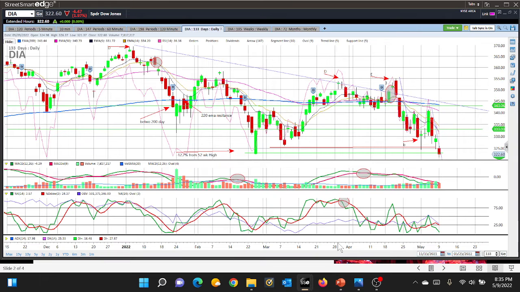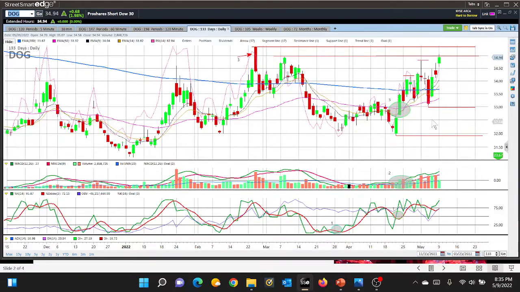What do I do? All right, so short term, here's the Dow. It's definitely in a downtrend. I want to look at the inverse of that because it's going to make my example a little bit easier. The inverse is the short, or the DOG. DOG is the ETF of the inverse of the Dow long. So every time the Dow goes down, the DOG goes up. Pretty simple, right?